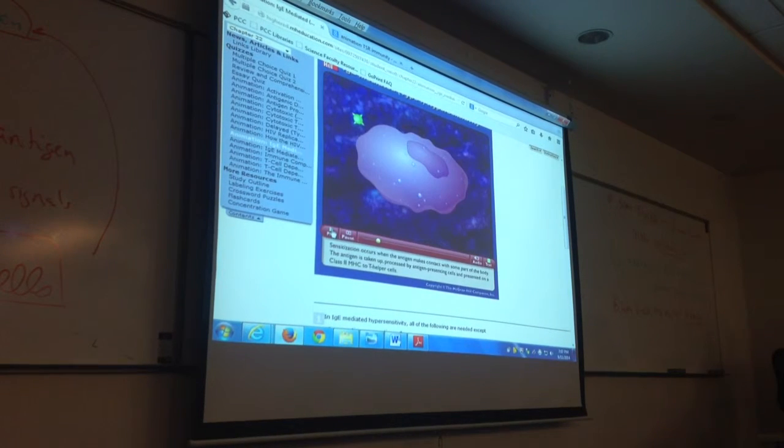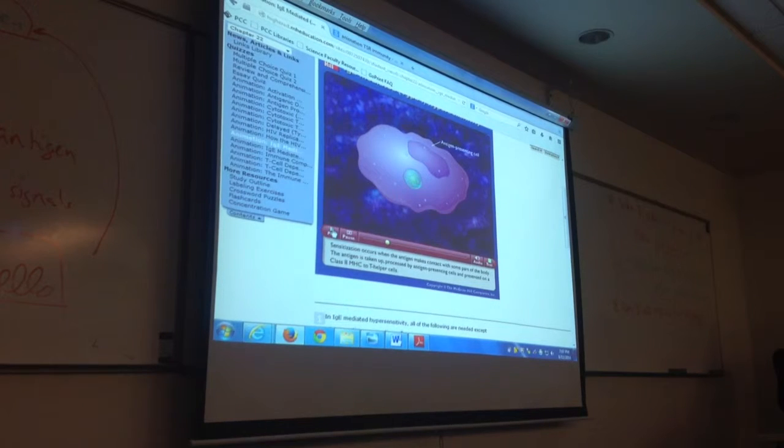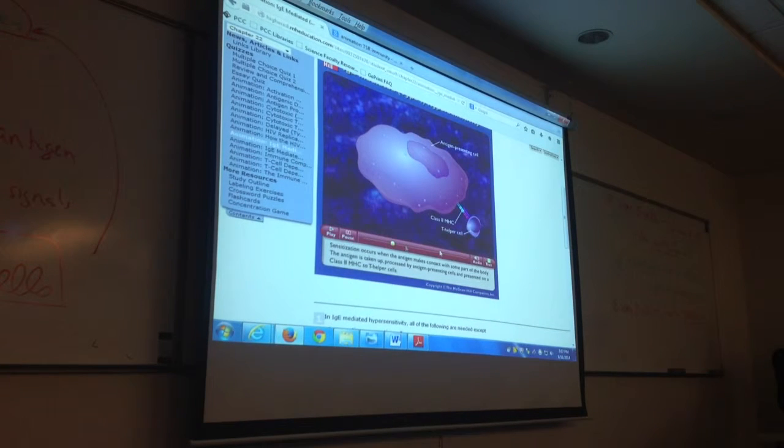Sensitization occurs when the antigen makes contact with some part of the body. The antigen is taken up, processed by antigen-presenting cells and presented on a Class II MHC to T helper cells. So here's my helper, just 1, 2, 3, right? That's no different than a flu or a cold. I found it, I present it. At this stage, the helper T cell should have just said, who cares, and walked off. But instead it wants to saber rattle and say, let's go kill peanut butter.